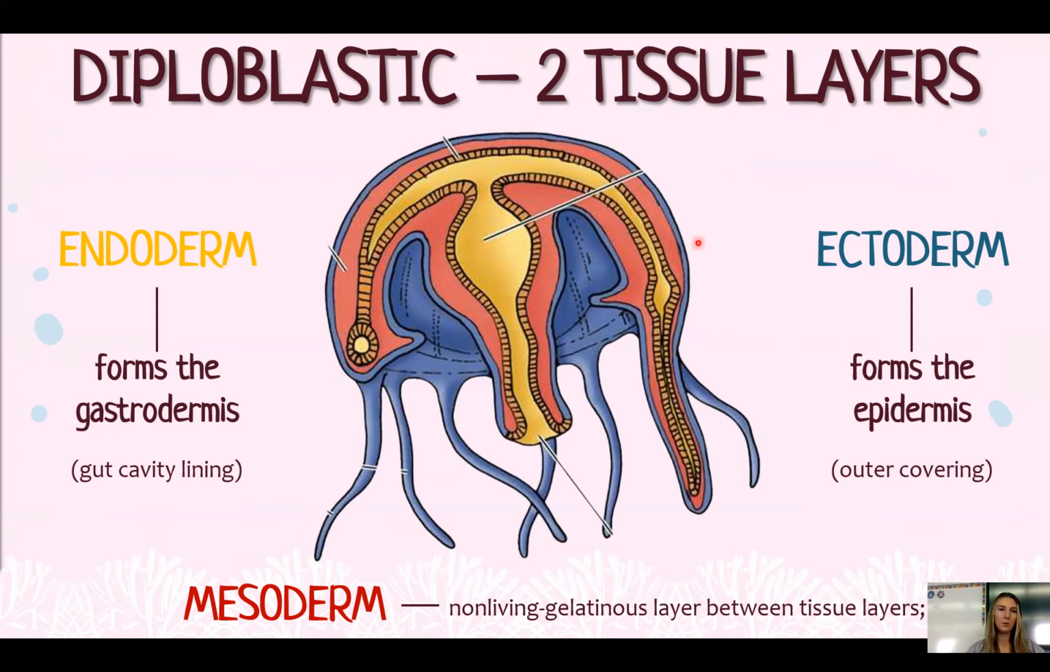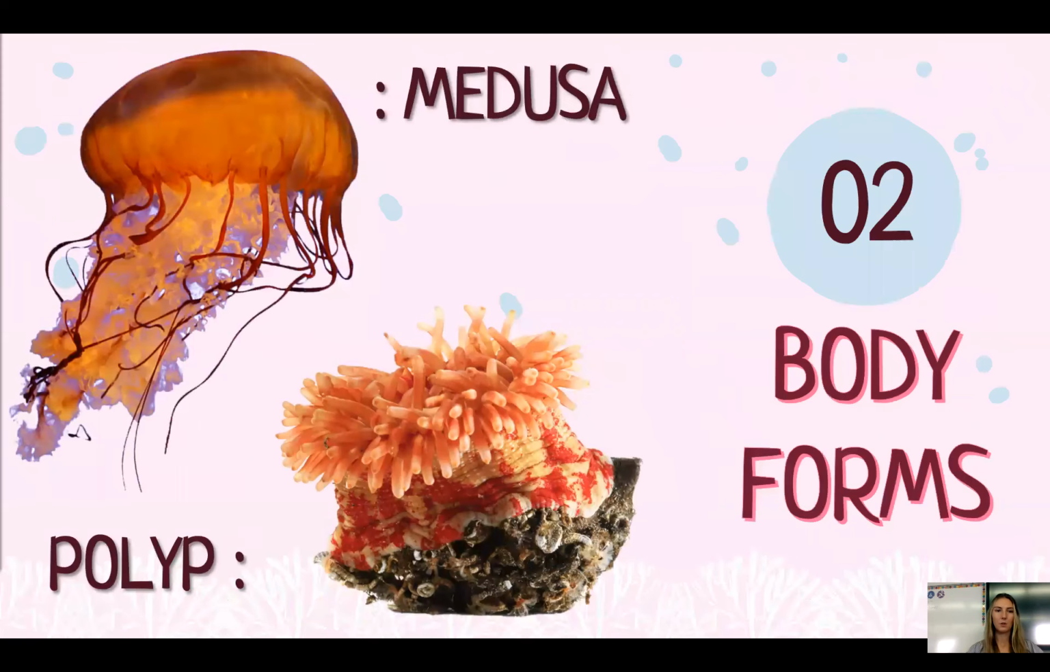Then we have this blue tissue layer that's all on the outside. That is the ectoderm. It's forming the epidermis. Then between those 2 tissue layers, we see this red region. All of that red is making up the mesoglea, which is this non-living, jelly-like layer between the endoderm and the ectoderm.